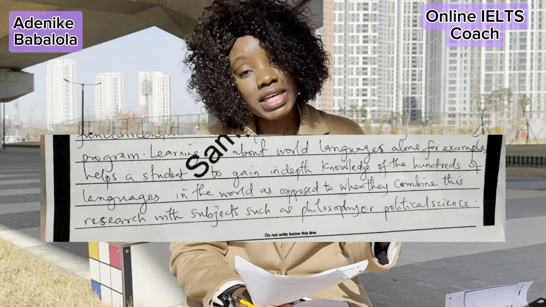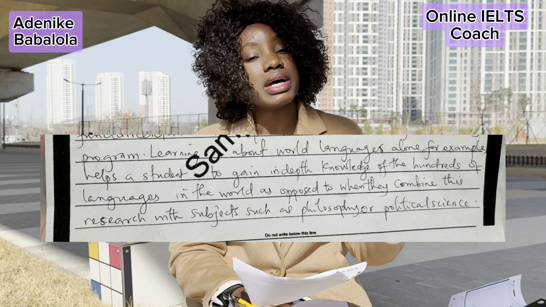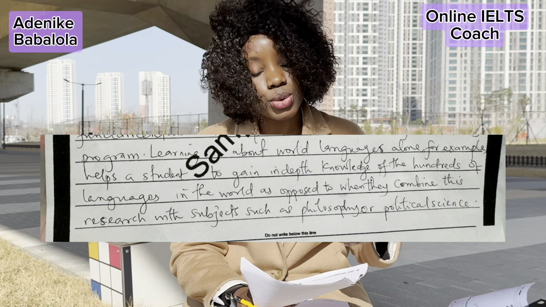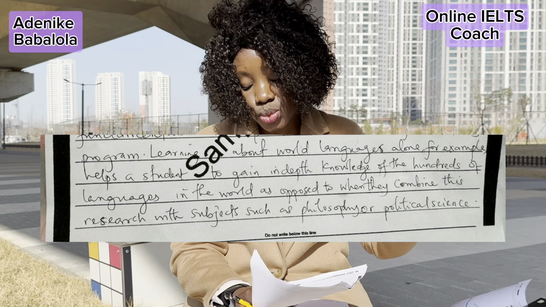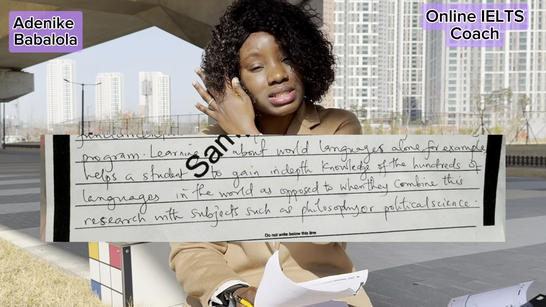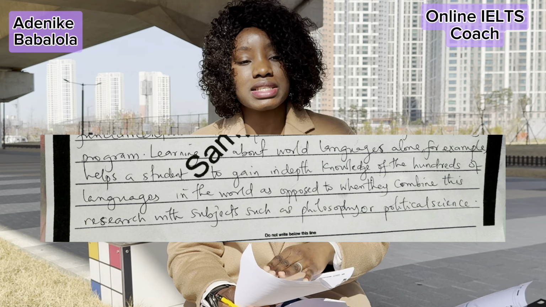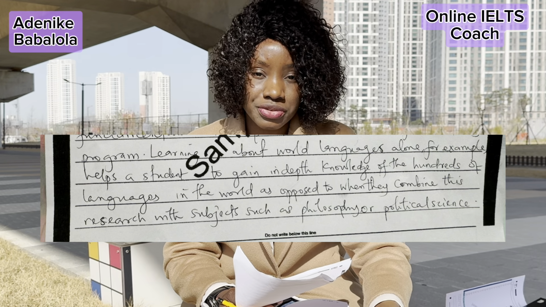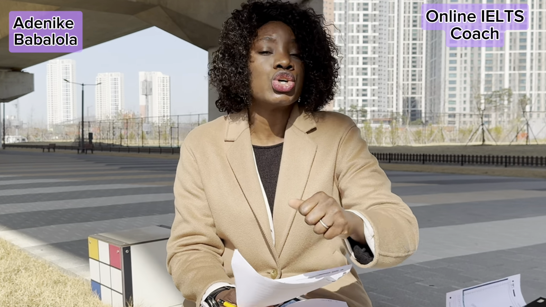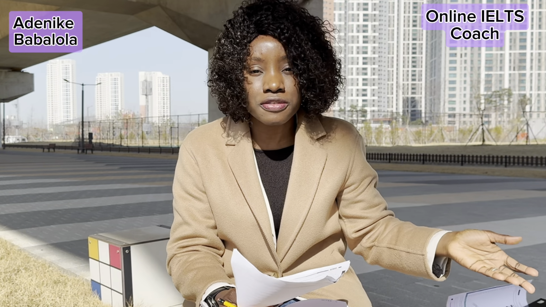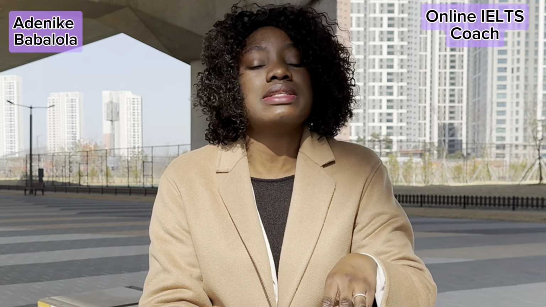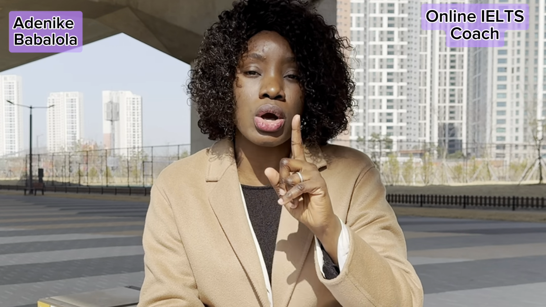It says, learning about world languages alone, for example, helps a student to gain in-depth knowledge of the hundreds of languages in the world, as opposed to when they combine this research with subjects such as philosophy or political science. What I have said here is, if a student is studying languages at the university, for example, they are able to focus on that program alone without necessarily combining it with philosophy or political science. This is my reason for why some people say that you should focus on just one qualification.